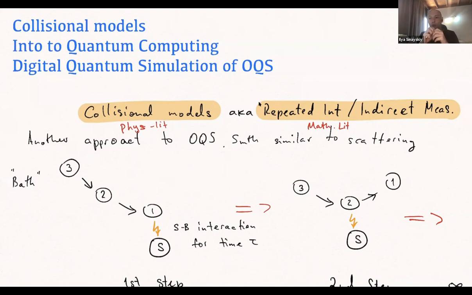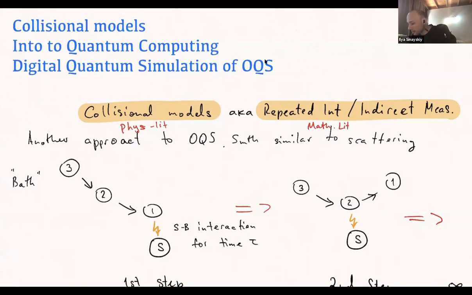Afterwards, we're going to do an extremely fast, very informal introduction to quantum computing. And I'm going to say a few words about the digital quantum simulation of open quantum systems: what we ideally want to have and what we can do right now. And we're going to go through a couple of examples.